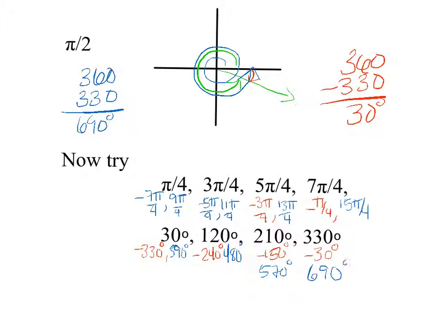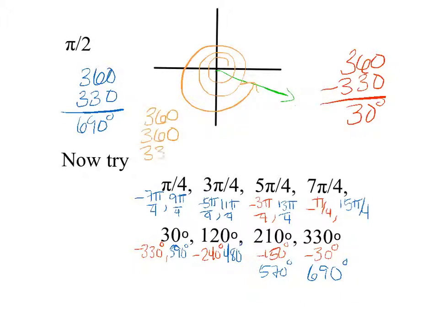Now I want to point out that that's not the only option. We could have gone 2 full circles. I'm going to go around once, I'm going to go around twice, and then I'm going to go that much. So I've got once, and then twice, and then 330. So I could have a really big answer here.